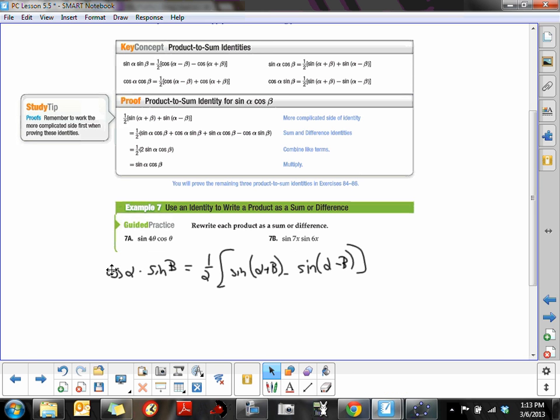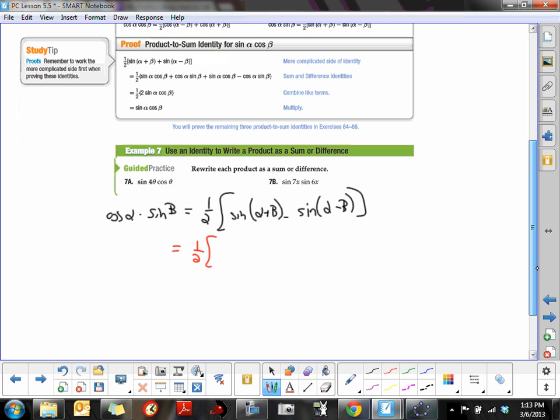Okay, so in order to prove this identity, the first thing we're going to do is apply the sine of a sum. The sine of a sum identity says you take the sine of the first angle times the cosine of the second angle, then plus cosine of the first angle, sine of the second angle. Then we have minus. Now in this one we're going to apply the sine of a difference, that is the sine of the first angle, cosine of the second angle, then minus cosine of the first angle, sine of the second. And I need another parenthesis or bracket.